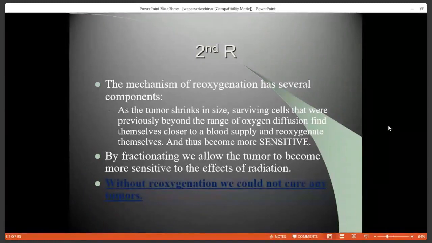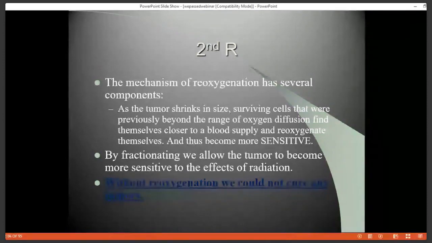It's thought that without this particular R we wouldn't be able to cure any tumors whatsoever. Because again, we would need 3 times the total dose to kill these hypoxic cells. And of course, that would be too much of a dose for healthy tissues to be able to repair radiation damage. So this reoxygenation effect is a very important one for radiotherapy.